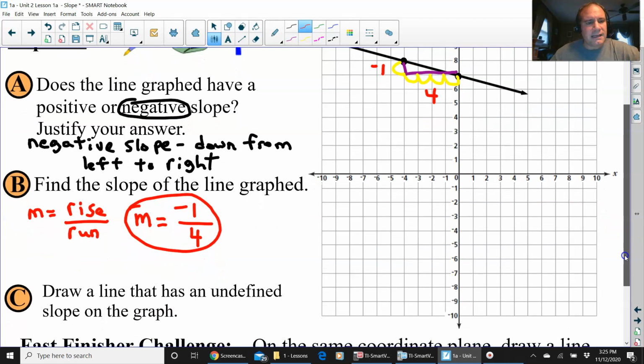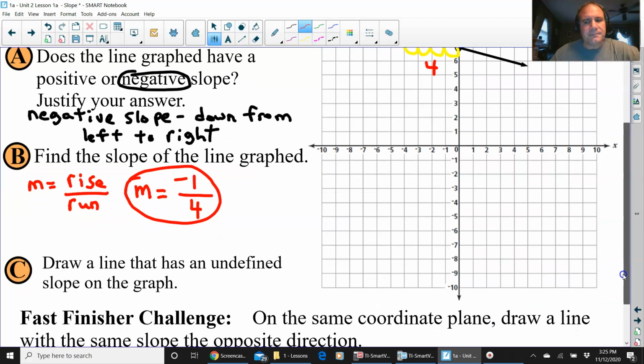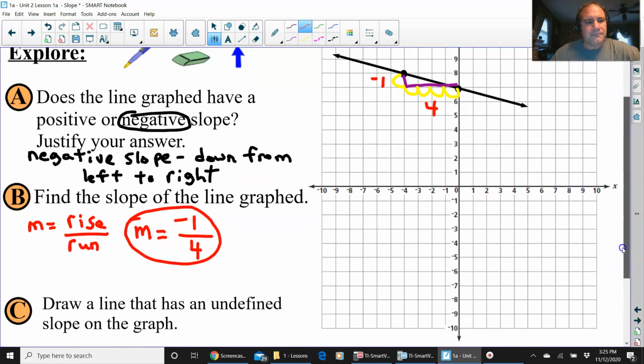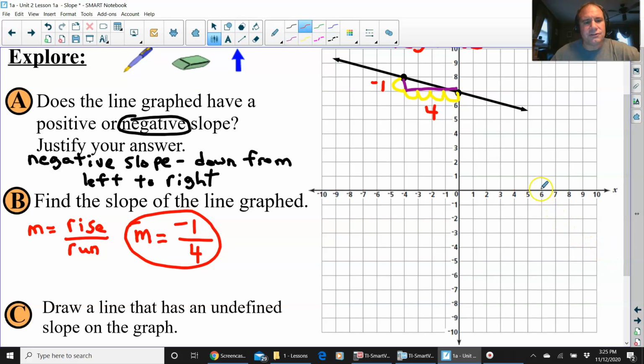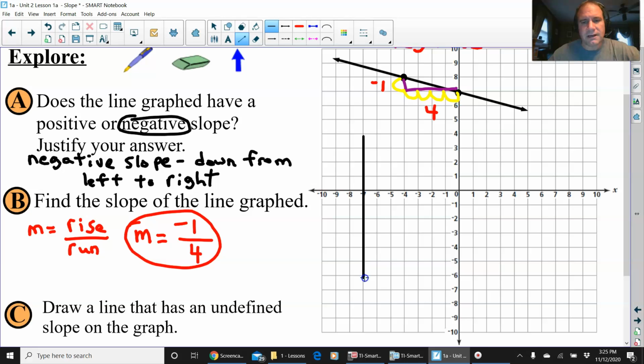So for the next question, draw a line that has an undefined slope on the graph. Go ahead and do that now. Go ahead. Undefined. Remember, 0 is horizontal. So what's undefined? If you said vertical, you're thinking in the right direction.